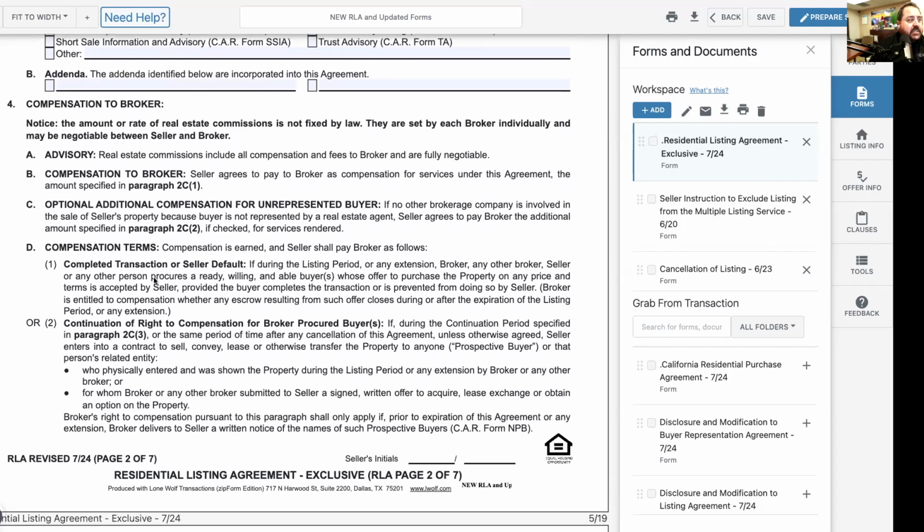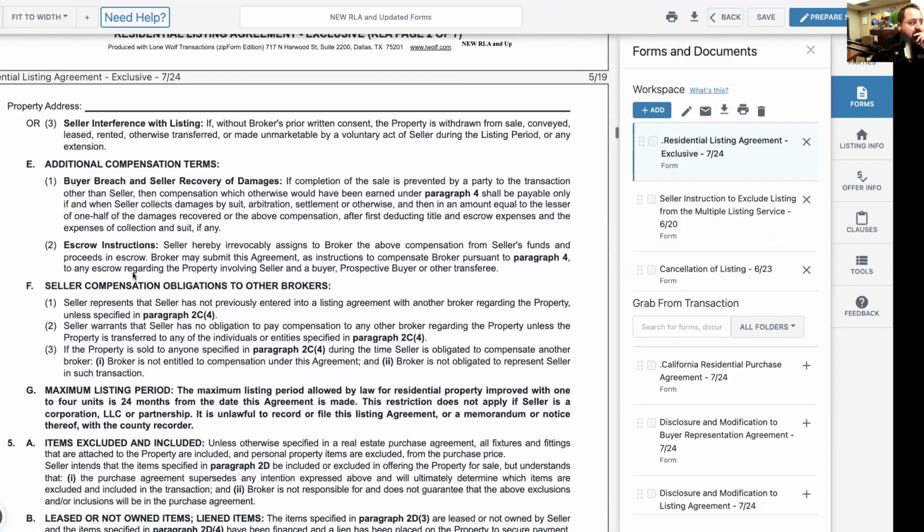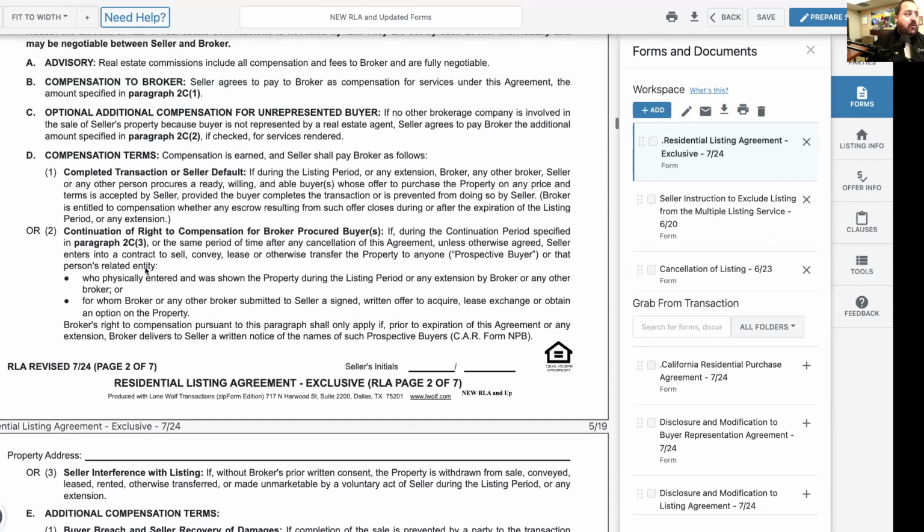The compensation, this is going to go into detail about how compensation is paid, and that in this agreement you're only agreeing to pay compensation to the listing broker. That's it. Okay. Additional compensation terms, buyer breach and seller recovery of damages. So what they're saying here is that, and we've talked about the compensation before, right? So how a broker can be compensated from a listing. There's multiple ways. So obviously, number one is you're going to pay me the compensation we've agreed to when we sell your house. Very straightforward, right?